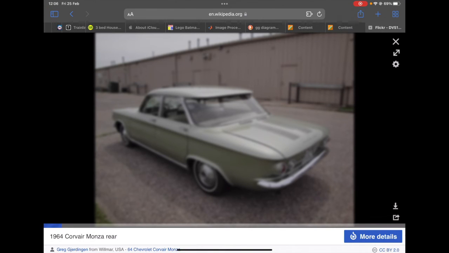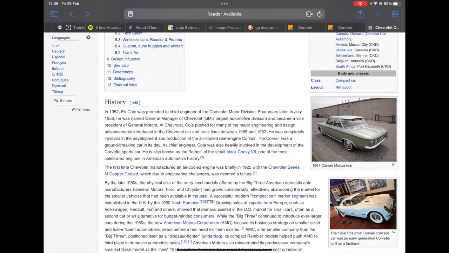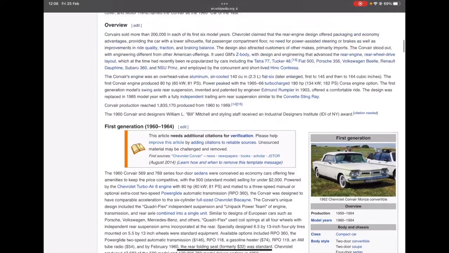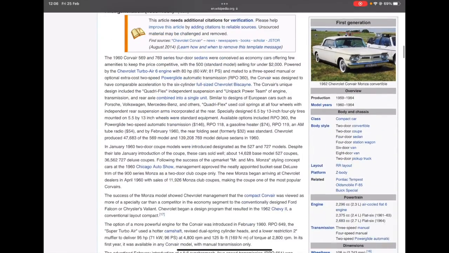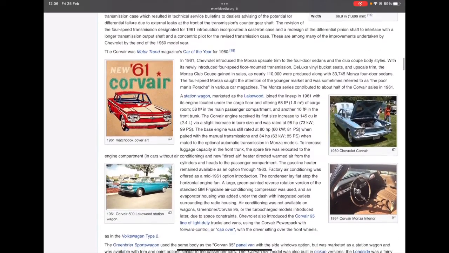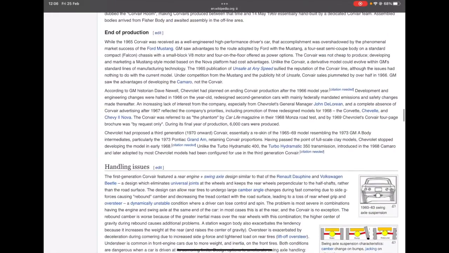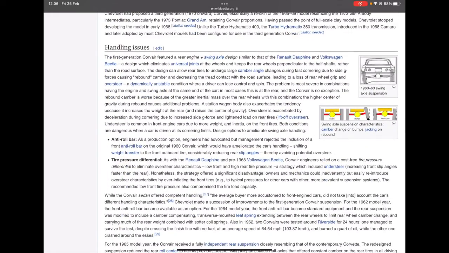The other unusual thing is it had swing arm rear suspension, short swing arms, so it had a very high roll centre at the back. And there was a bit of a scandal when it came out. A chap called Ralph Nader, who's, let's see if it's mentioned down here. Handling issues, yes, oh yeah. Rear engine and the swing axle design similar to that of the Renault Dauphine and Volkswagen Beetle, a design which eliminates universal joints.